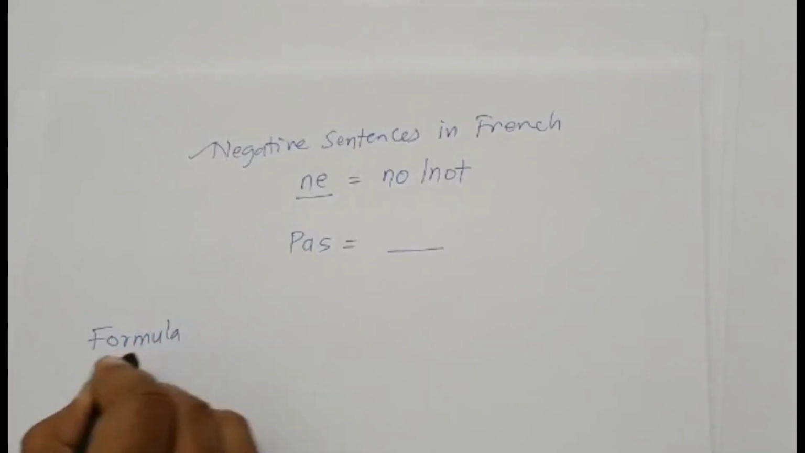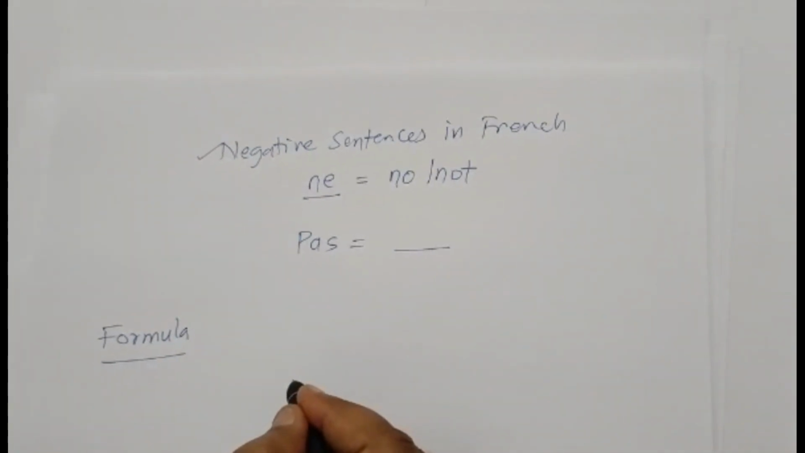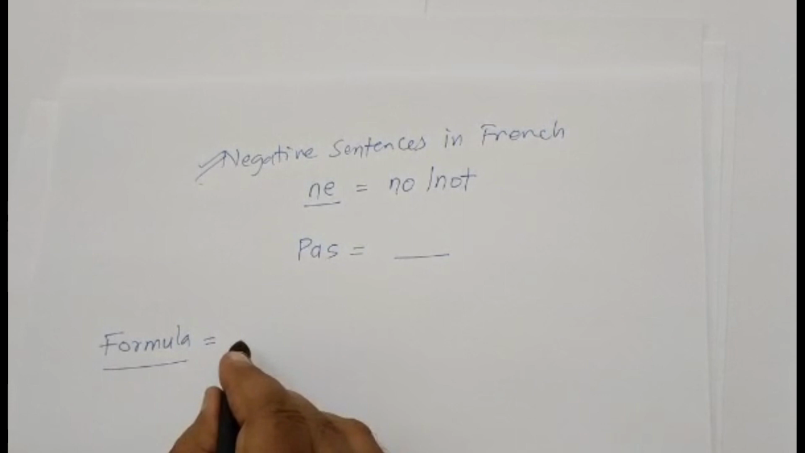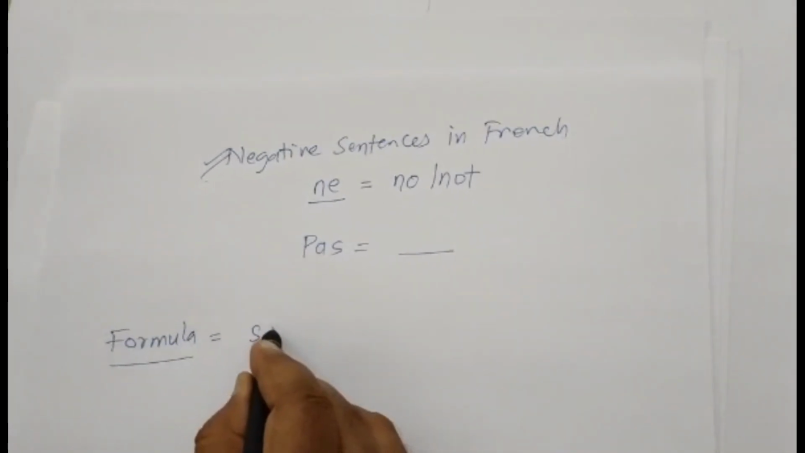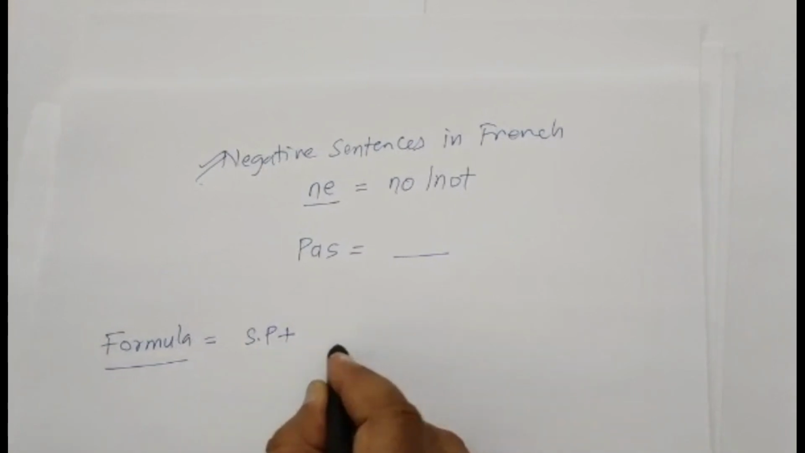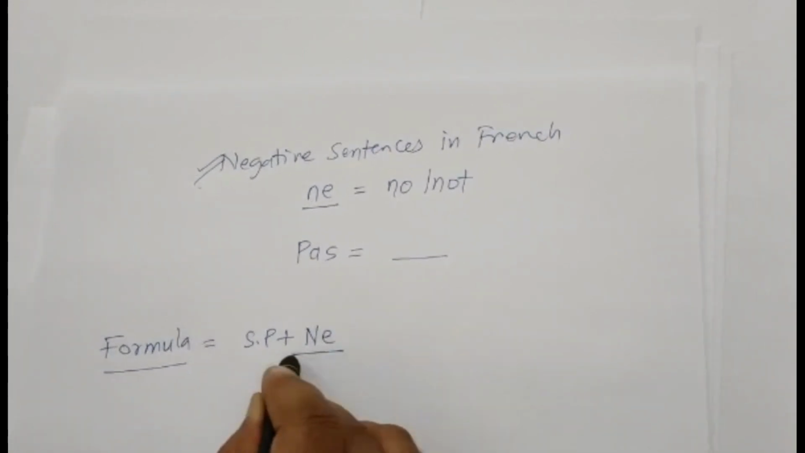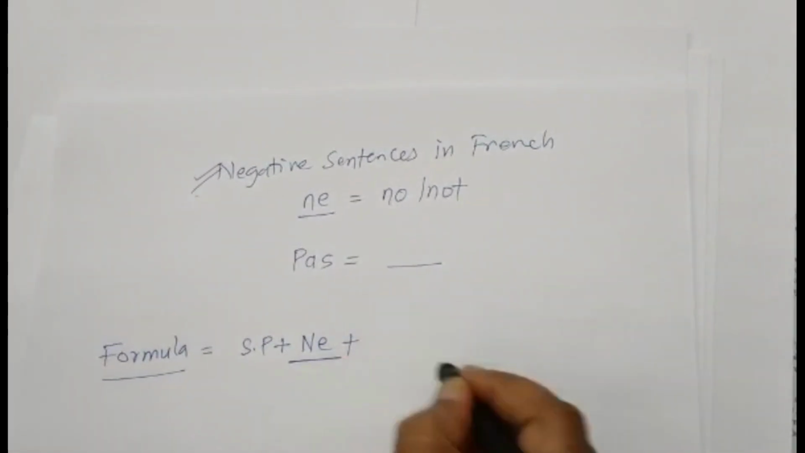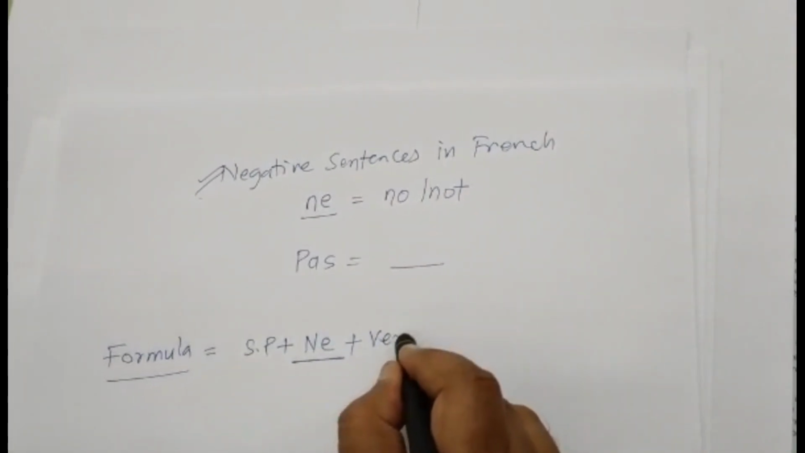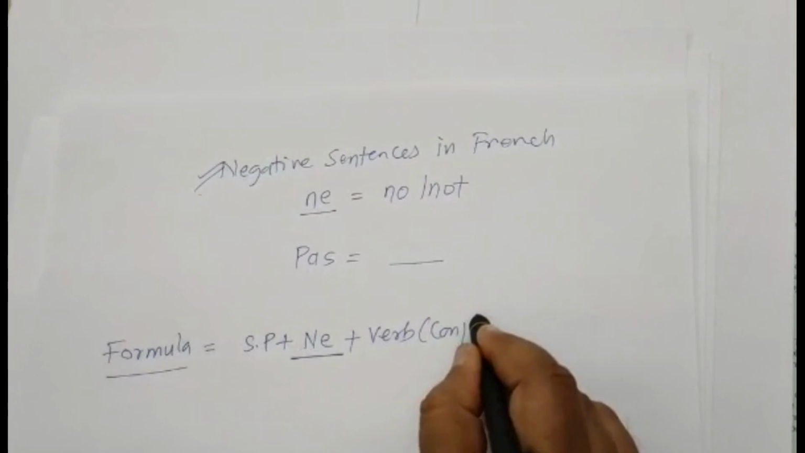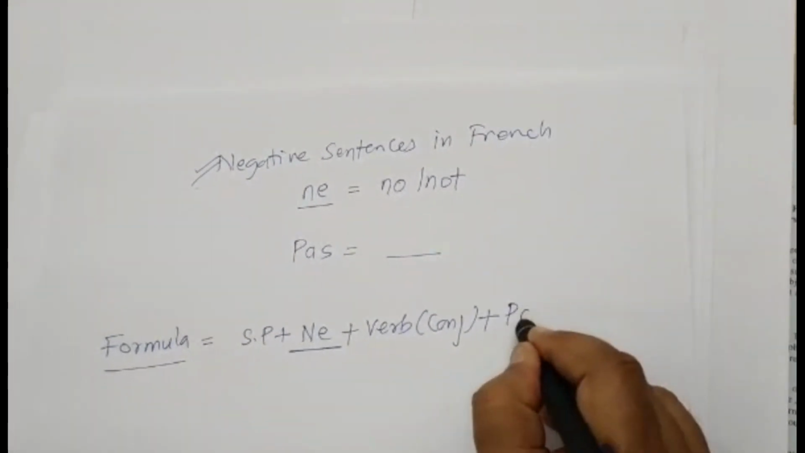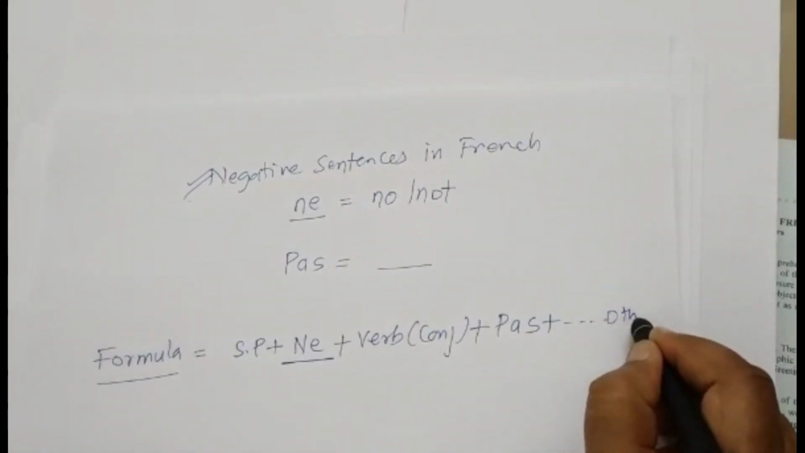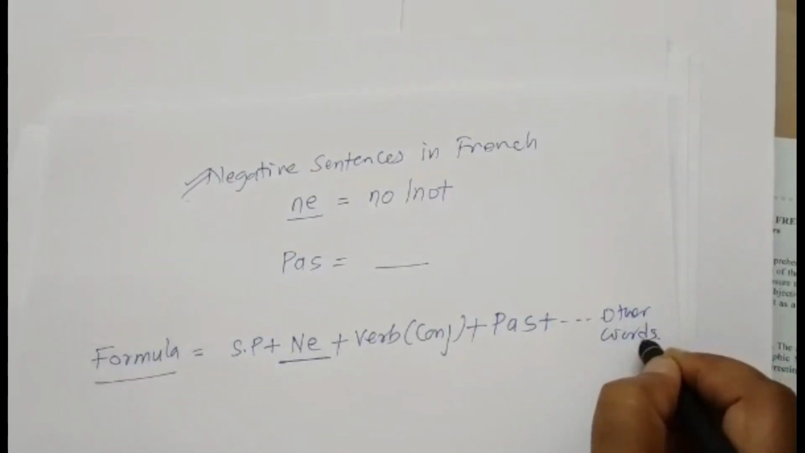The formula states that to make any affirmative sentence into a negative sentence, we need to follow this: first you need to write the subject pronoun. After the subject pronoun, you always put ne, N-E. Followed by that, you write the verb in its conjugated form. Followed by the same, there would be the word pas necessarily, followed by the other relative words as per the requirement of the sentence.